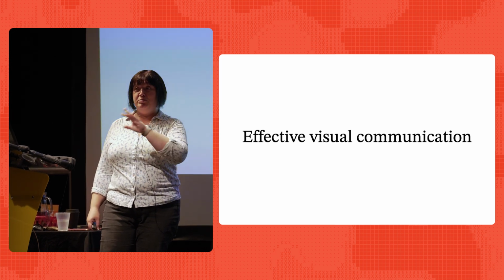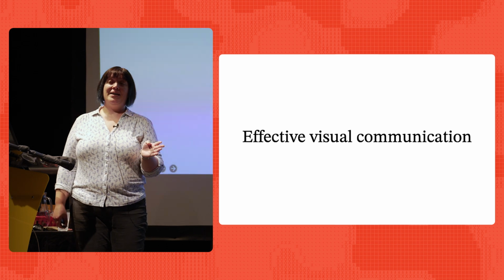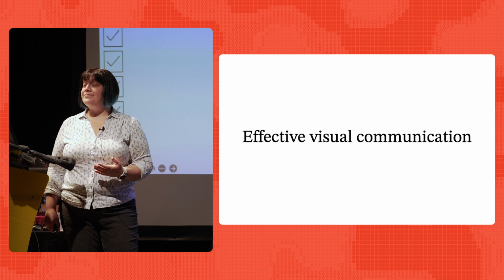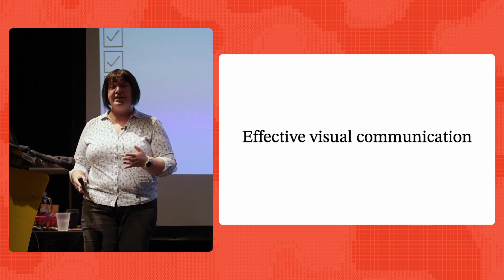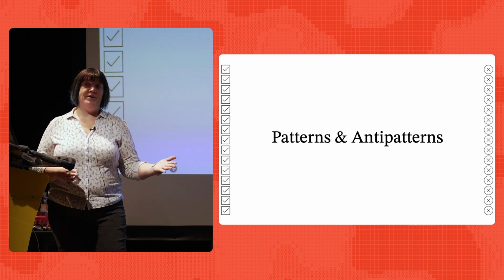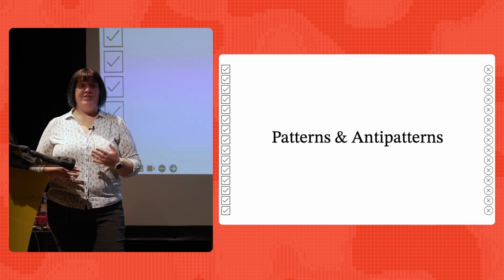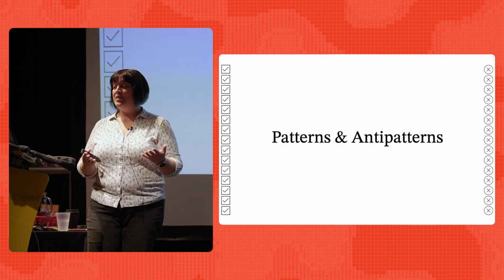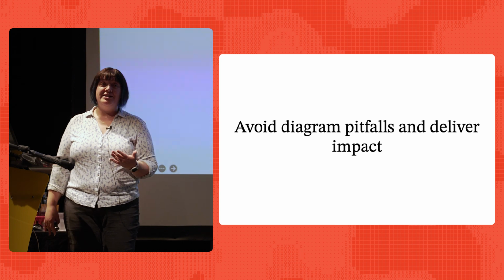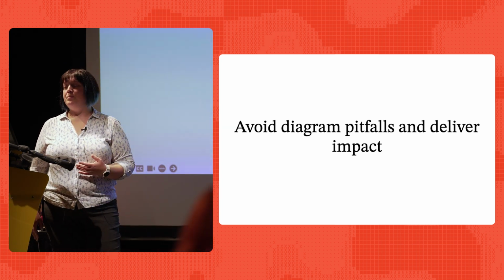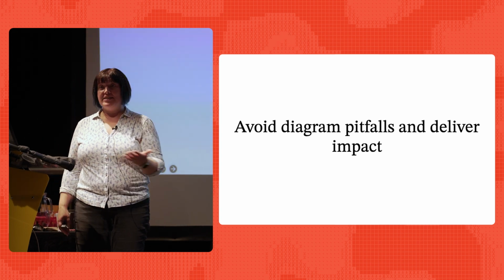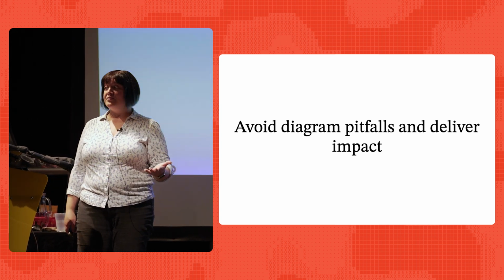What we're going to look at today is effective visual communication. We could all put boxes and lines on a page, but can we actually get the message over that we want to get over? I've arranged this into patterns and anti-patterns because in software, we're very used to applying patterns and avoiding anti-patterns. So this is a nice, easy way to show you all of these things in a way that you commonly use. We're going to avoid the pitfalls and actually get that message across and deliver the impact that you need to the various stakeholders when you create diagrams and other visuals.